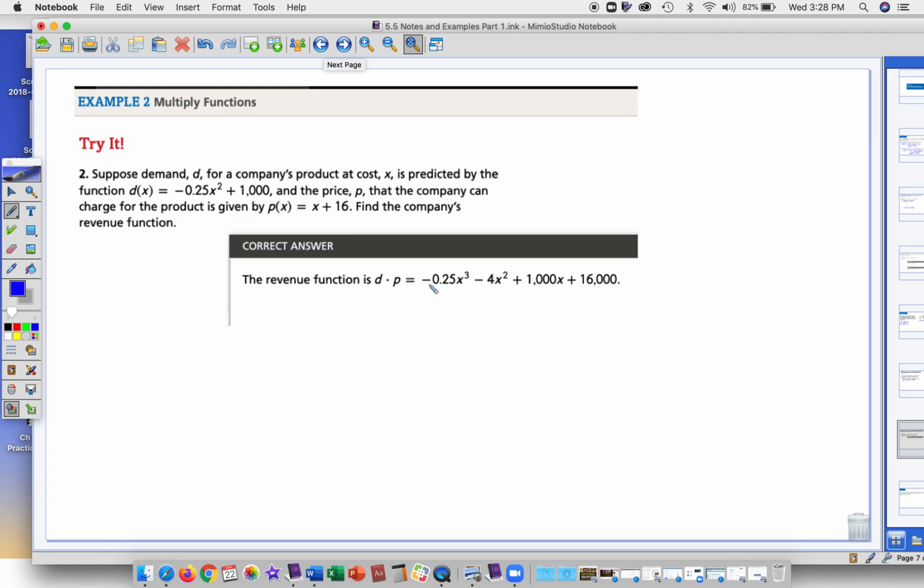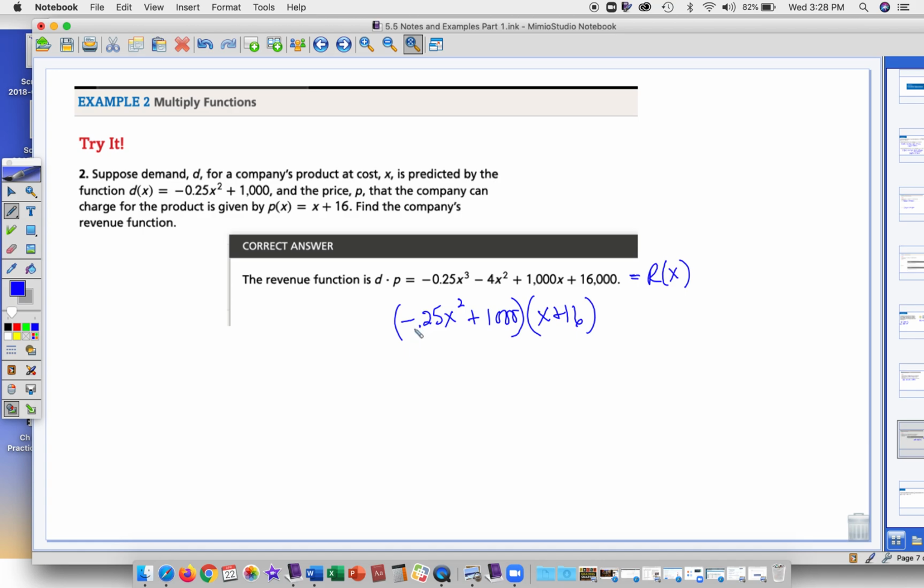Okay, so hopefully you got this function here. This is our revenue function, r of x. So when you're distributing, let me start with the d function. So d of x is negative 0.25 x squared plus 1,000. And you're multiplying that by x plus 16.